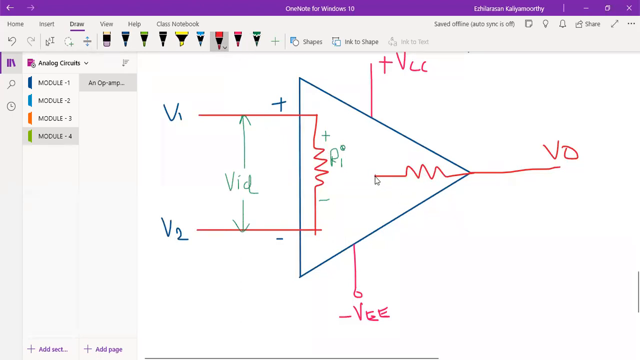And now here we have this, this is your R naught. This is R naught. Then what about this? This will be your A into VID. This is in the small signal model, no? We'll describe the same thing only. AVID. Okay.